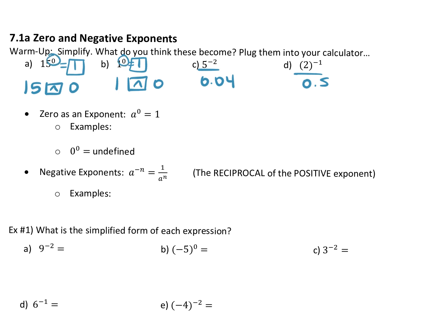So that's what I want you to see here. Anything to the 0 power is 1. That's the first property we're going to talk about: 0 as an exponent. When you plug something into the 0 power, it is always 1. What if it's a negative number to a 0 power? Still 1. The only thing that doesn't work is 0 to the 0 power.